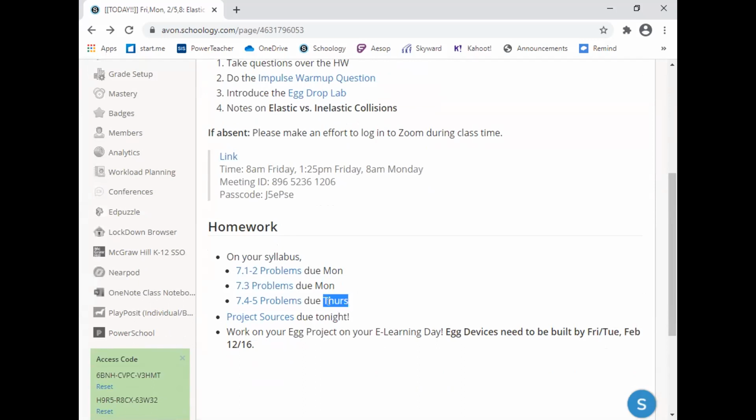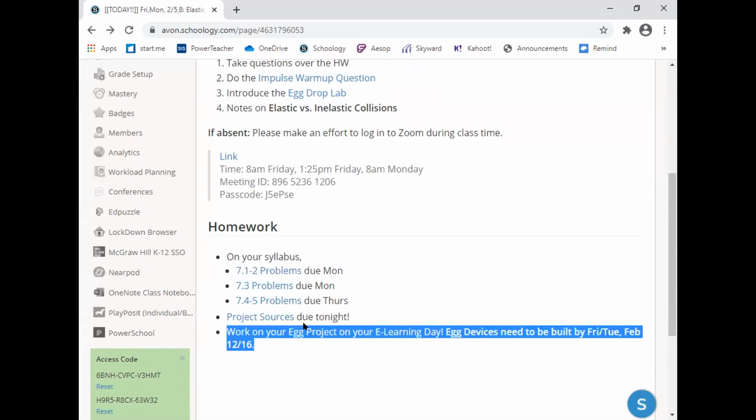So the new section, this one, and don't panic about the due date. It's not going to be due Thursday, but that's what your syllabus says right now. I've got to update that. But you can do these three sections of the syllabus. Don't forget about your project sources and your egg project. Like I said, there's nothing stopping you from getting started, but that's specifically what I'm going to be asking you to do on Wednesday when you have your e-learning day at home. But that's what we've got. Anything else? All right, we've got 20 minutes to work.